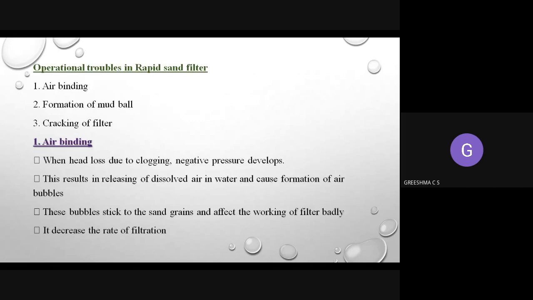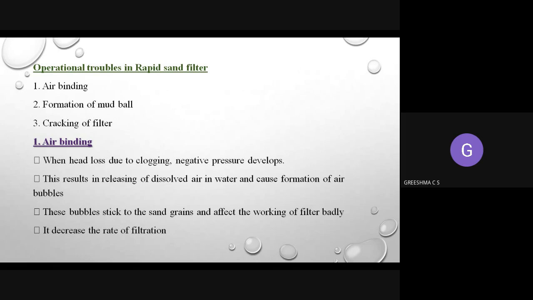Okay, now we are facing certain difficulties during the running of these rapid sand filters. Rapid sand filters in the working സമയത്ത് there are certain difficulties. Mainly we will be facing three types of operational troubles. That is, air binding can occur, formation of mud balls can occur, and cracking of the filter can occur. Okay, so these are the three operational troubles that occur in the working of rapid sand filters. So we'll see in detail what all these three mean.